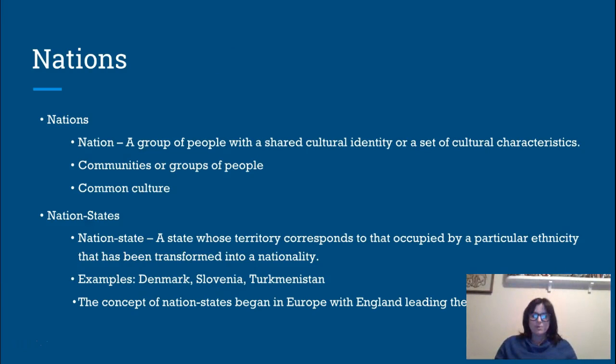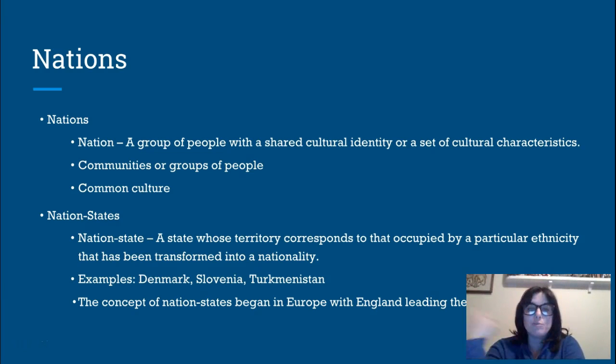Okay, so states are countries. They have borders that are clearly defined. Everything within that border is within the power of that state. No other state has power over the decisions another state makes, technically. Nations are different. So a nation really isn't a state at all, although sometimes you can be both.